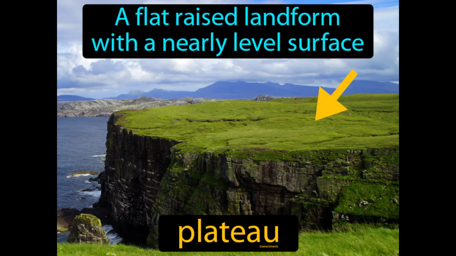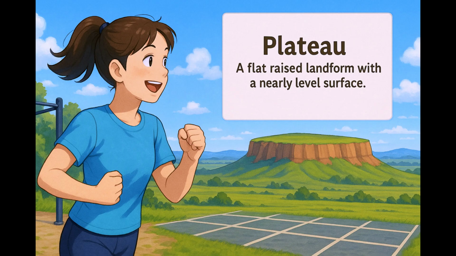A flat raised landform with a nearly level surface. Plateau. In science, a plateau is an elevated flat area where a process or activity remains steady and unchanged. Imagine you're trying to improve your fitness, and after weeks of effort, you suddenly stop seeing progress despite continuing your workouts. This situation is much like a plateau in geography, where a flat raised landform maintains a level surface despite being elevated above the surrounding area.